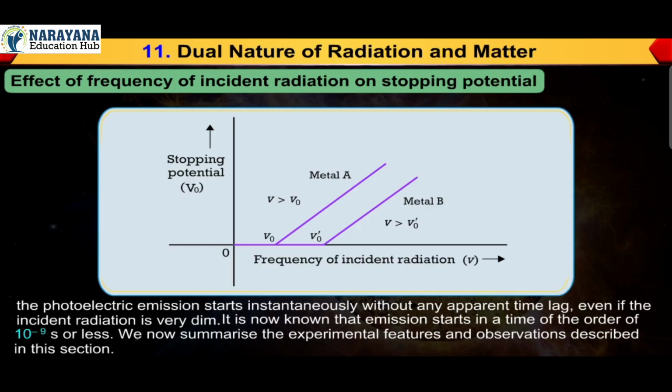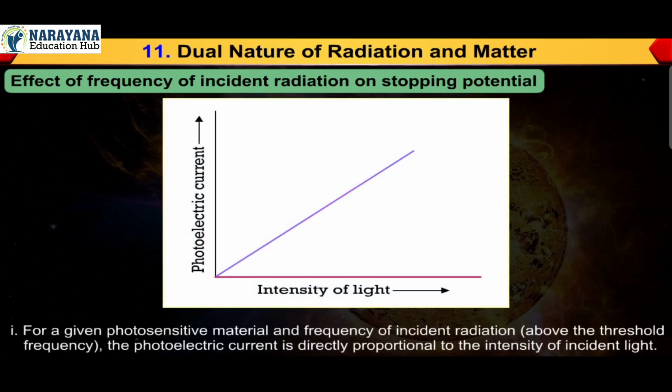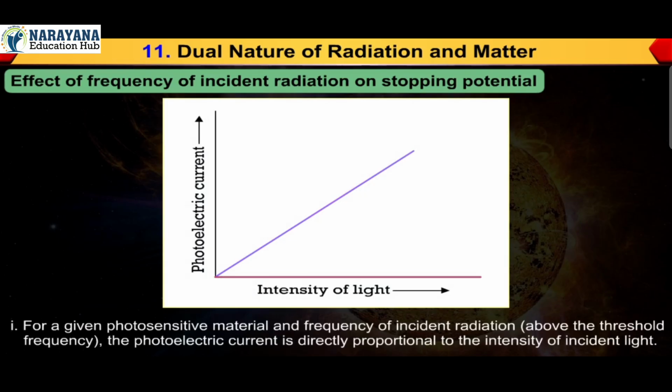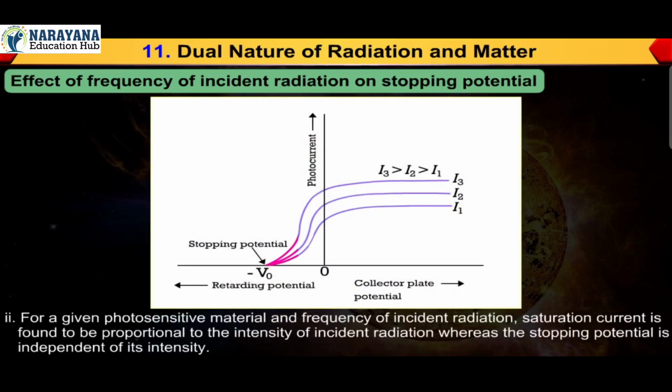We now summarize the experimental features and observations described in this section. Number 1. For a given photosensitive material and frequency of incident radiation above the threshold frequency, the photoelectric current is directly proportional to the intensity of incident light. Number 2. For a given photosensitive material and frequency of incident radiation, saturation current is found to be proportional to the intensity of incident radiation, whereas the stopping potential is independent of its intensity.